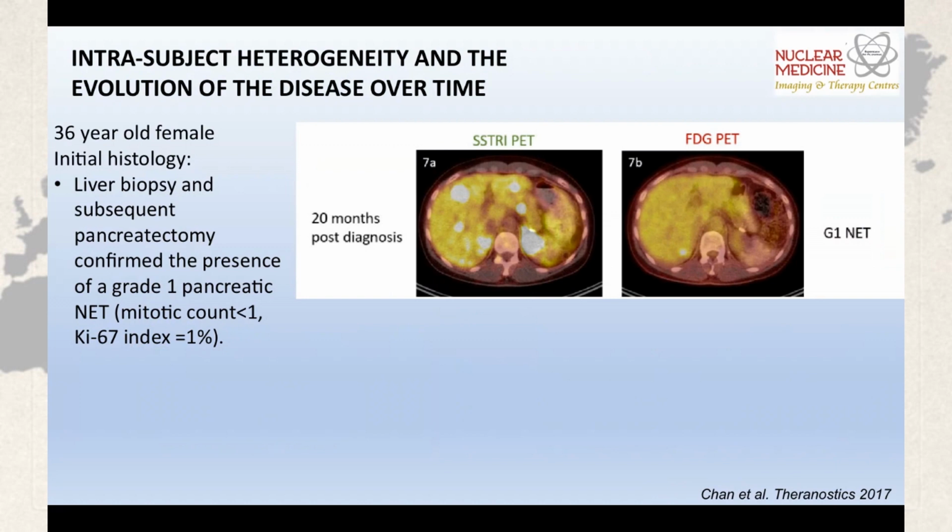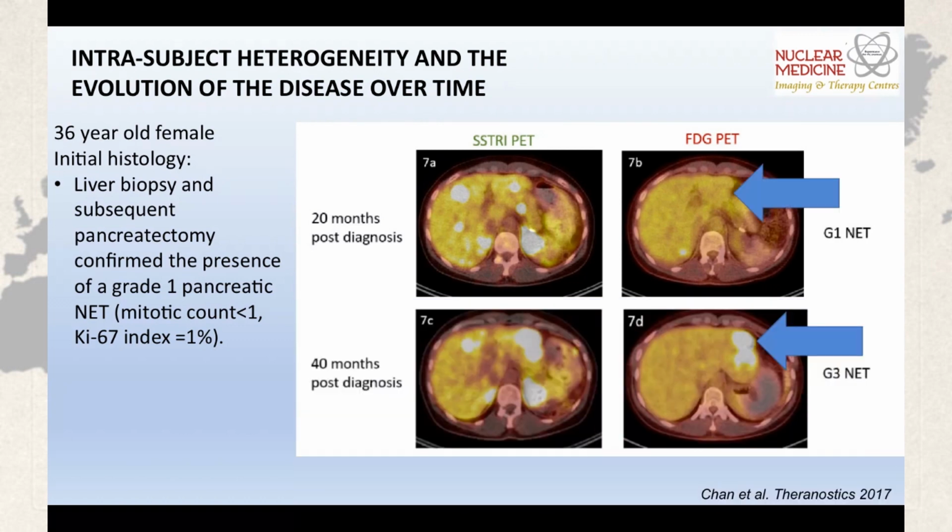The first case that I want to show you is an intra-subject heterogeneity and the evolution of disease over time. And here is a young female, 36 years old. And if you see in the images at 20 months post-diagnosis, she has a very strongly positive SSR NET. In fact, the histology showed a mitotic index of 1% versus the FDG, very lowly avid in segment 6.